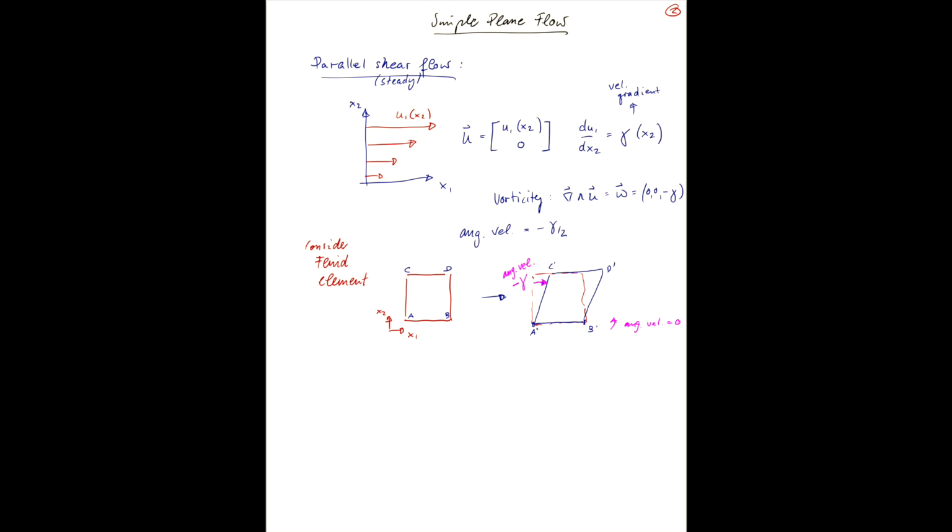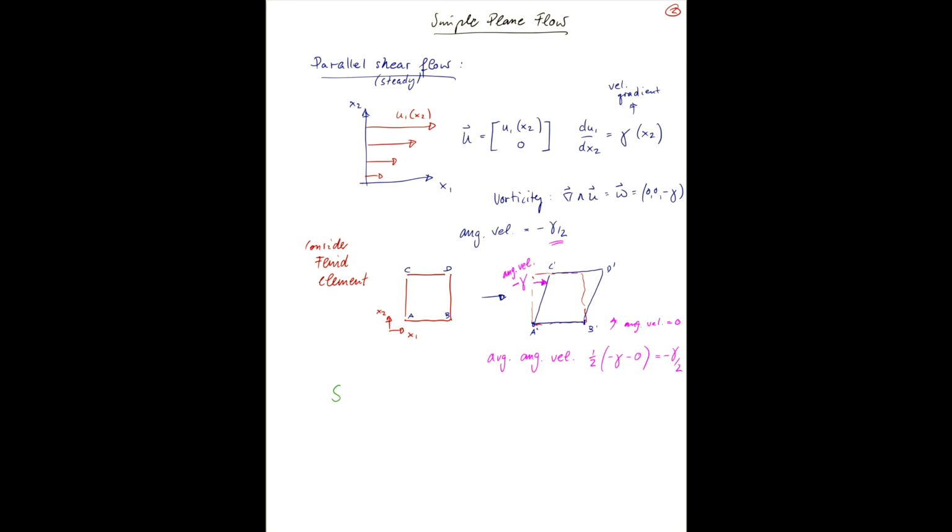Yeah? So AC rotates by minus gamma, AB doesn't. And as a result, our average angular velocity, which is a half of the angular velocity up here, minus gamma minus 0, is simply minus gamma over 2, which is exactly what we found up here from the vorticity. So that's where that came from.